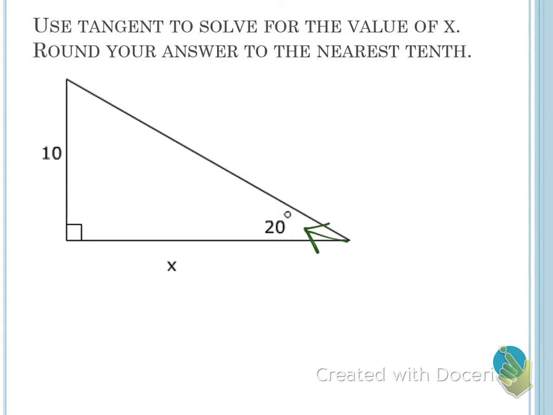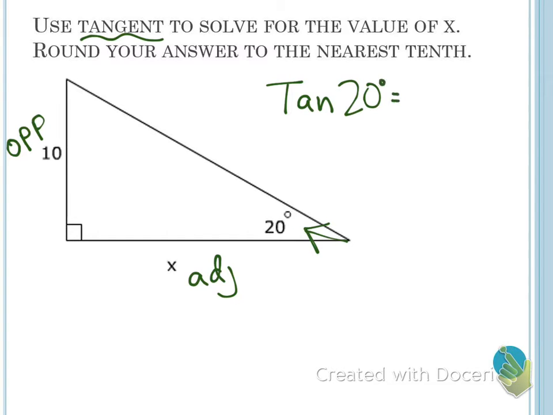So from 20, what kind of side is 10? Opposite. And then what kind of side is x? Adjacent. So which trig function deals with opposite and adjacent? Tangent. Tangent from what angle? 20 equals the opposite over the adjacent. So it'll be 10 over x.